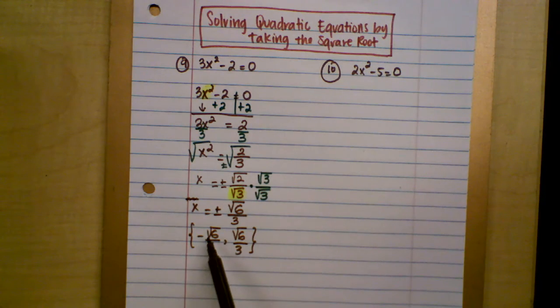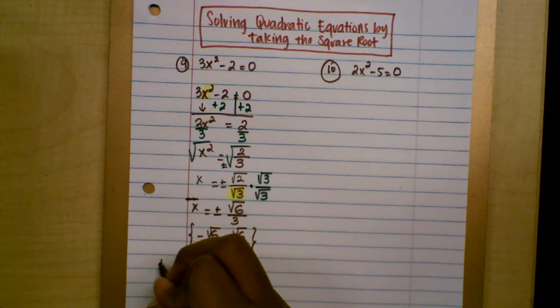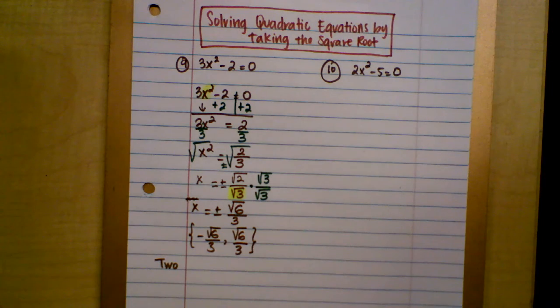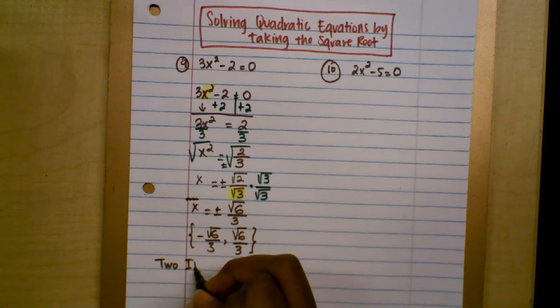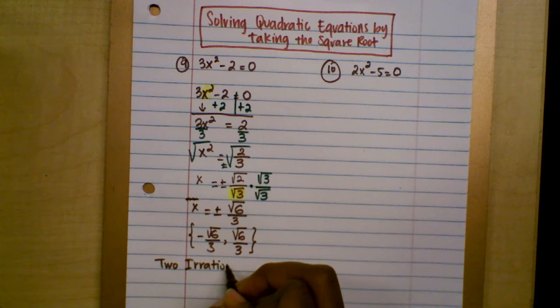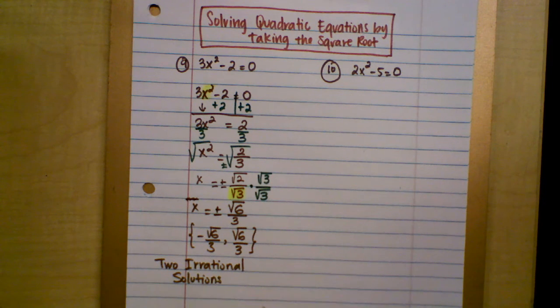Because you can see the square root, we have for the type of solution you have here two what? Irrational or rational? Because you can see the square root, we call it two irrational solutions. Okay, so now let's do number 10. Please pause the video and try to do number 10 by yourself.